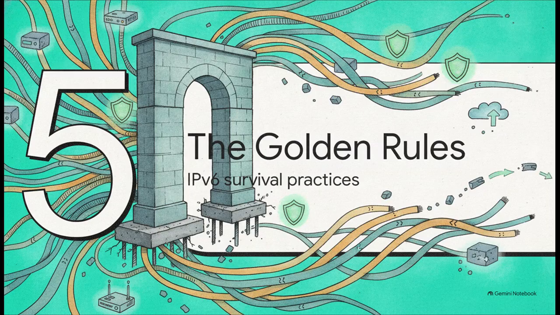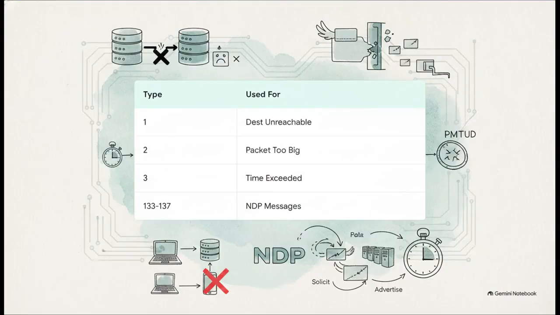Finally, Section 5, the Golden Rules, Essential Practices for IPv6 Survival. As we wrap up this explainer on Chapter 4, let's cement the foundational rules derived from the Virtualization Options research to keep your rollout from collapsing. First, certain ICMPv6 types are strictly mandatory for a functioning network. Type 1 is for unreachability, Type 2 is for that critical PMTUD process we just talked about, and Type 3 is for time exceeded. Most importantly, you need types 133 through 137. Those manage Neighbor Discovery Protocol, or NDP, which replaces legacy ARP. If hosts can't solicit routers or resolve addresses with these exact message types, literally nothing will route.